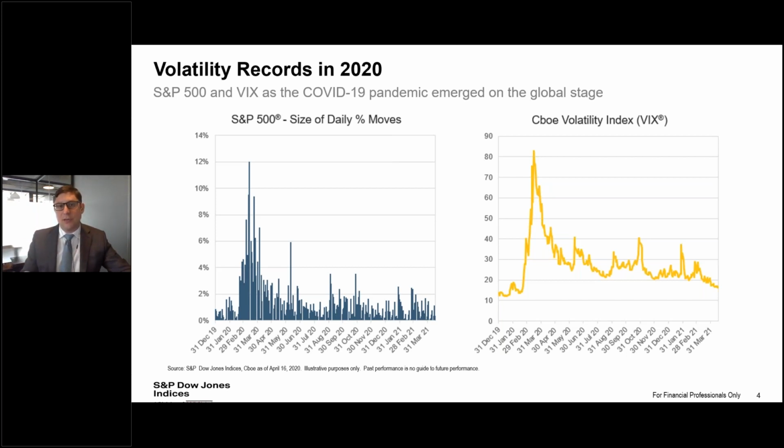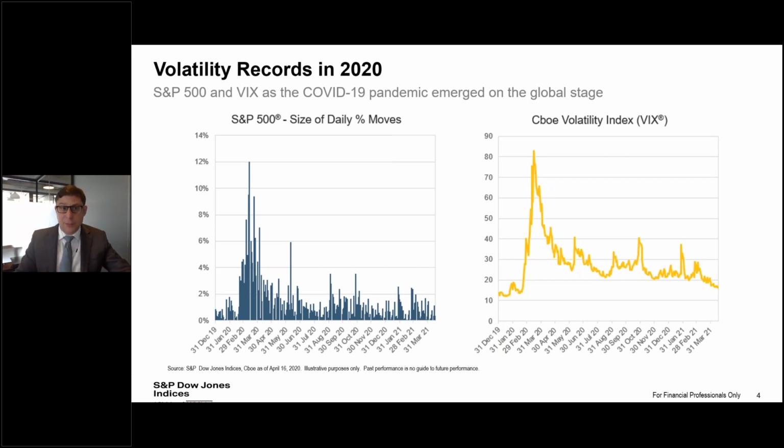First thing I'm showing you on the left is the size of the daily swings in the S&P 500. Now, over the super long term, you might expect to see somewhere between 0.5% and 1% daily move in the S&P 500. Sometimes you see much bigger swings. That is the very essence of the notion of volatility. And in March 2020, we saw the highest level of volatility, the largest daily swings, in fact, on record.